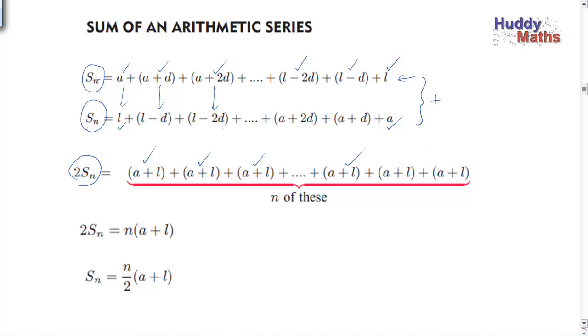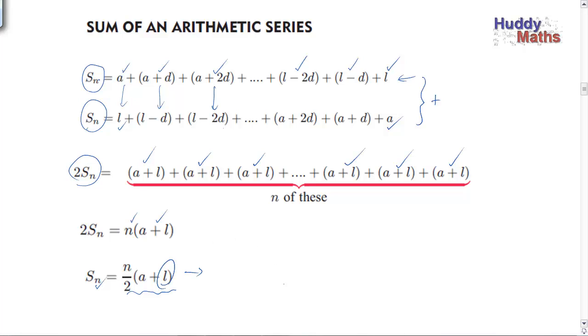This is very much something that Gauss did when he was a boy, to sum the first 100 numbers. I might tell you that story in a minute. So you've got n terms, and they all came to A plus L. So we've got n lots of A plus L. So the sum of n terms is n over 2 times A plus L. So that's interesting, and we could go further.